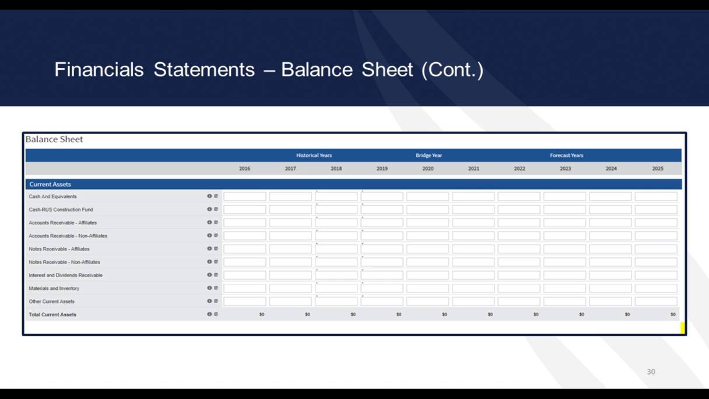This is a screenshot of a section of the balance sheet within the application that applicants will need to complete. Long-term debt and current liabilities will be auto-populated on the balance sheet based off of the data provided in the long-term debt schedule and capital contributions workbook.